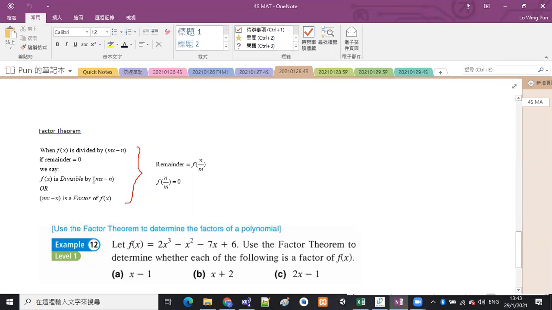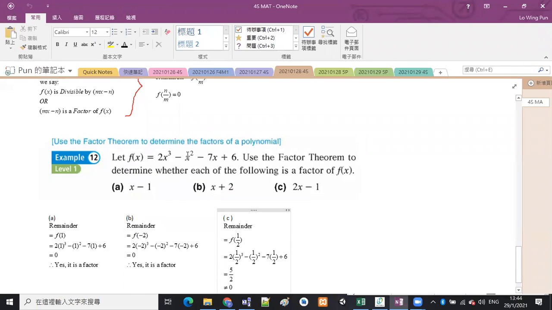Okay, so that is like this. At the end of the last lesson, we have done example number 12 to see whether each of the following is a factor of f(x) or not. We just check whether the remainder is equal to 0 or not. If it is 0, then that is a factor. But if it is not equal to 0, then it is not a factor.